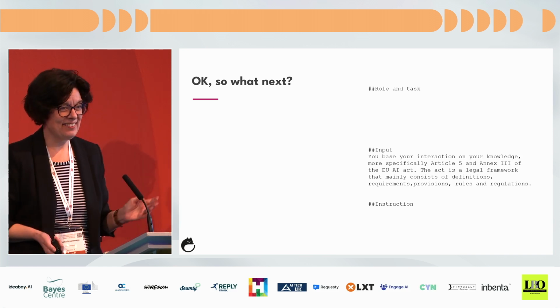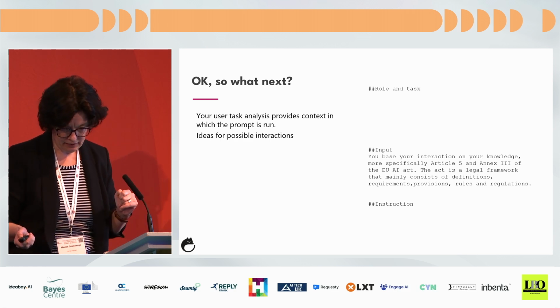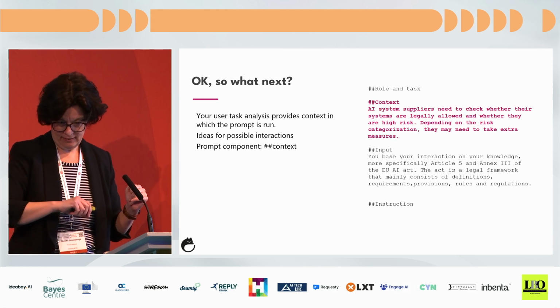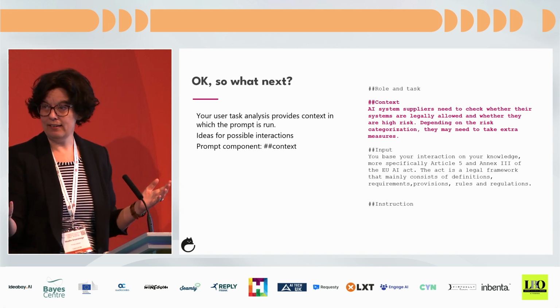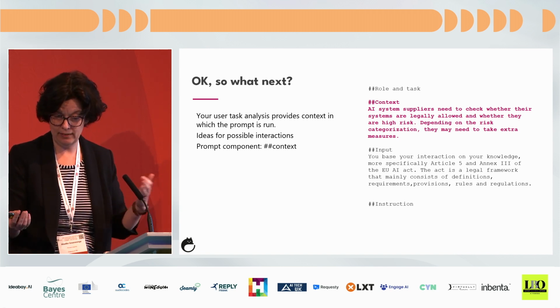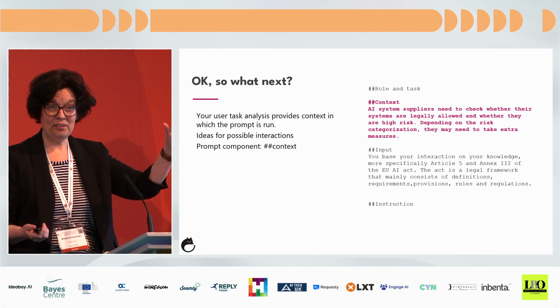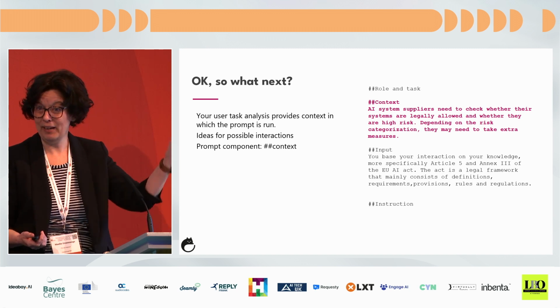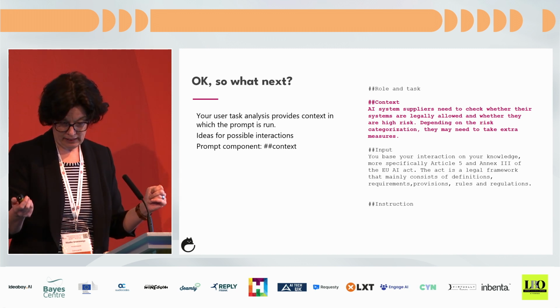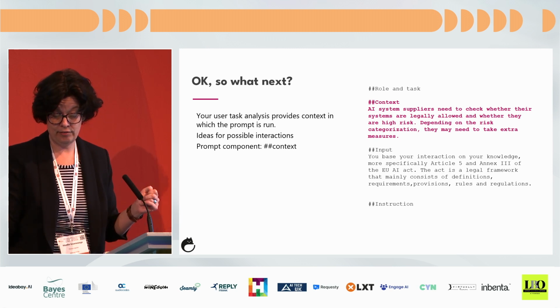So after a user task analysis, you actually have a little part of your prompt again, namely the context. Why are we building this AI? Well, we're building this AI for AI system suppliers that need to check whether their systems are legally allowed and whether they are high risk. So all of a sudden, we have an audience, we have a purpose, we have a task, we have a goal. Depending on the risk categorization, they may need to take extra measures.